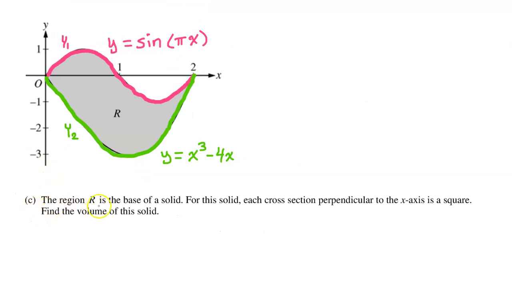Part C, the region R is the base of a solid. For this solid, each cross-section perpendicular to the x-axis is a square. Find the volume of this solid. When they talk about a solid with region R for a base, I want you to picture a really weird loaf of bread that is sitting on top of region R. In other words, the footprint of this strange loaf of bread is region R, and we are looking down from above. When they talk about cross-sections perpendicular to the x-axis, they are talking about vertical slices like this one.